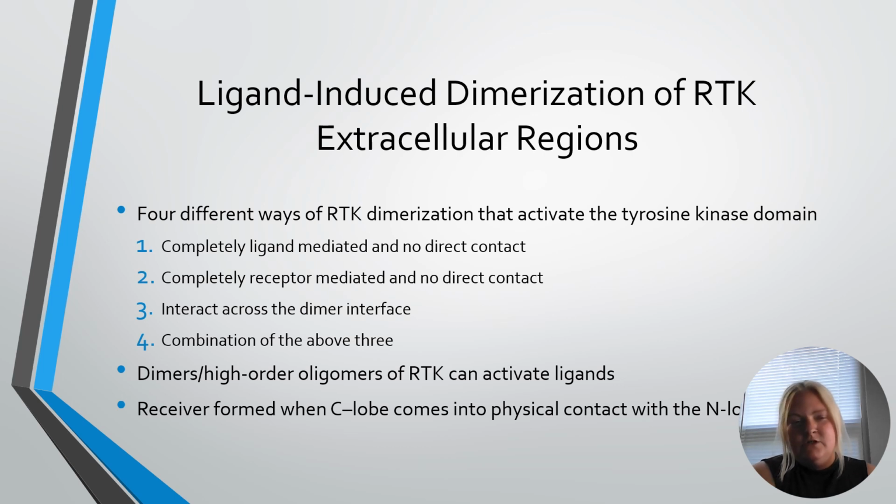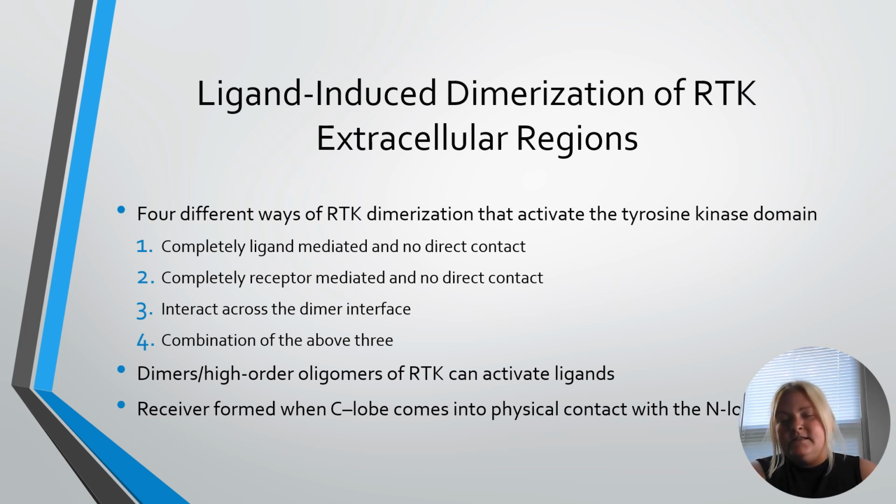the NGF receptor. The second way is dimerization that is completely receptor-mediated without any physical interaction between the two active ligands, for example, the ERBB family. The third way is ligand homodimers bind to receptor molecules that interact with each other across the dimer interface, such as KIT and SCF receptors. And then lastly, a combination of the ligand binding and direct receptor-to-receptor contact also participates in receptor dimerization.